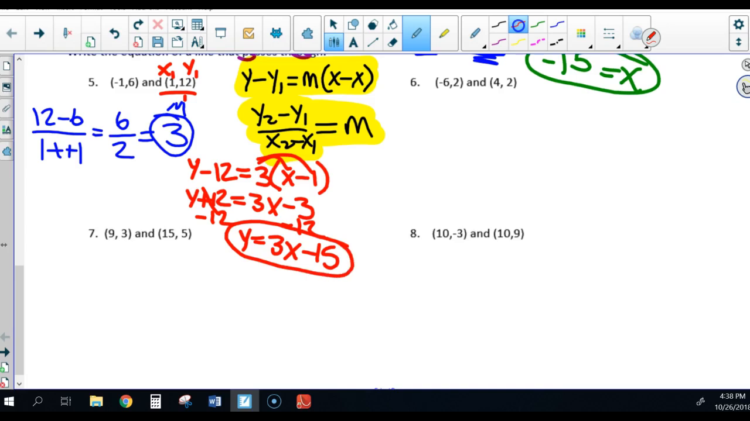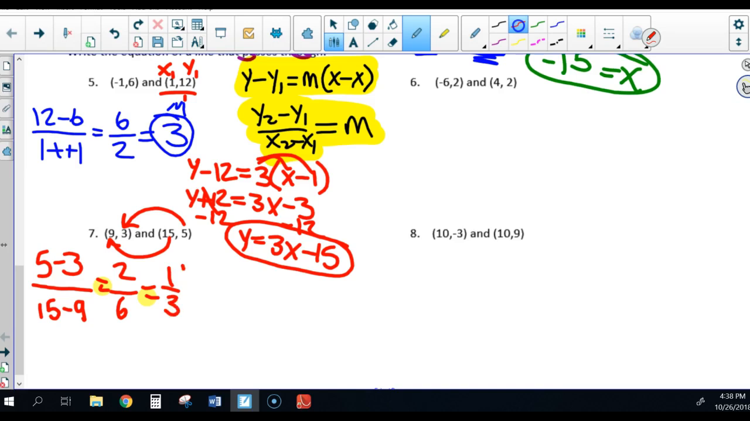Number 7. I'm going to skip down to number 7 next. We'll do 6 and 8 at the end. Slope: y minus y, 5 minus 3, over x minus x, 15 minus 9. That equals 2/6, which is 1/3.